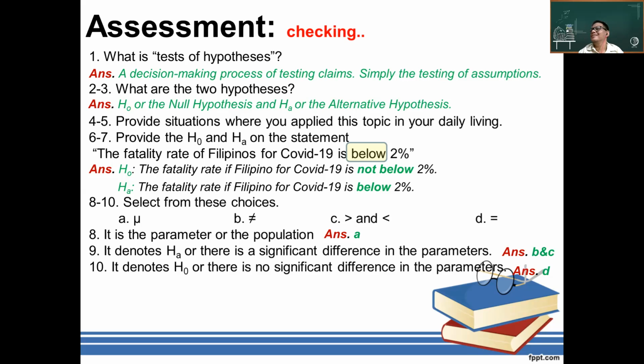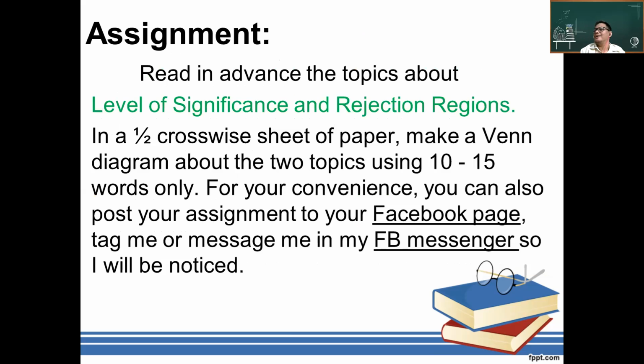Okay, who got the perfect score of 8 over 8? Okay, very good. Pass all your papers to the front and to me. Okay, 5, 4, 3, 2, 1. Okay, congratulations for the perfect score.